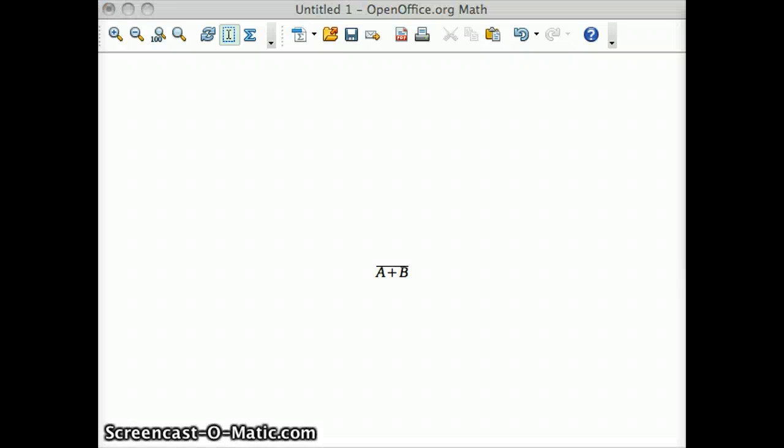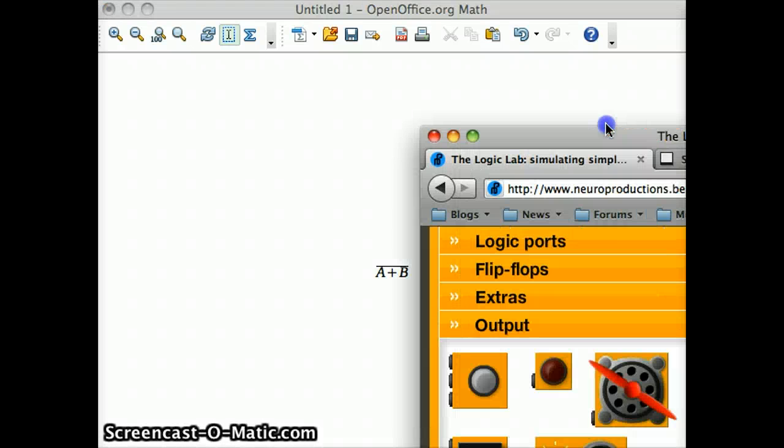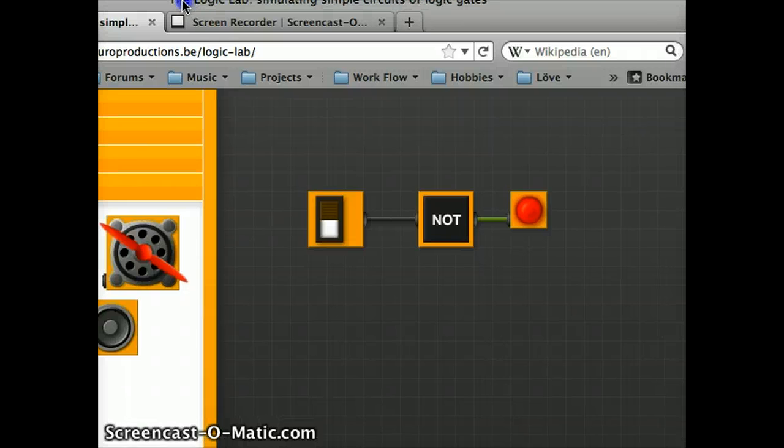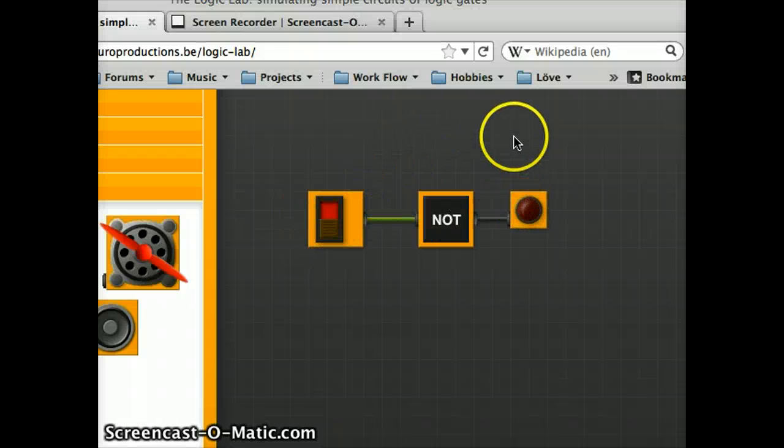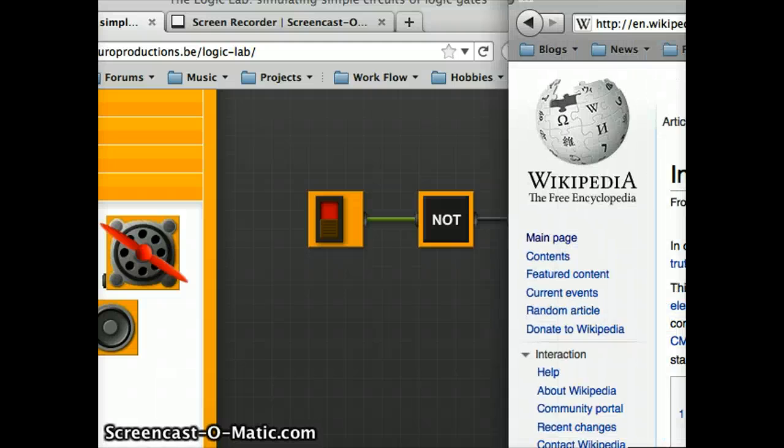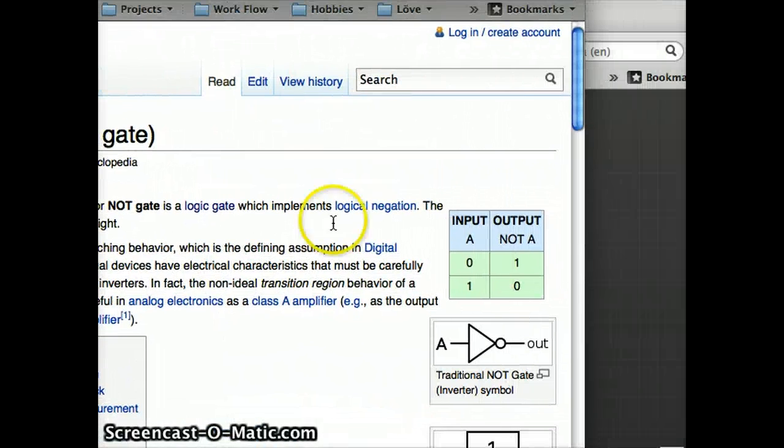I also have over here Logic Lab with a simple NOT gate on it. So NOT 0 is 1, NOT 1 is 0. Alright, so over here we have the truth table. So NOT 0 is 1, NOT 1 is 0.